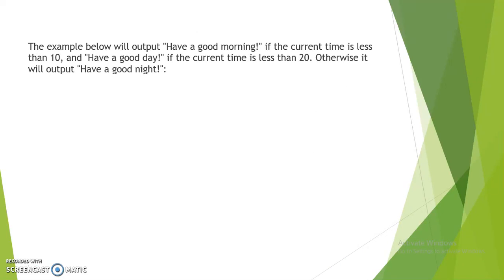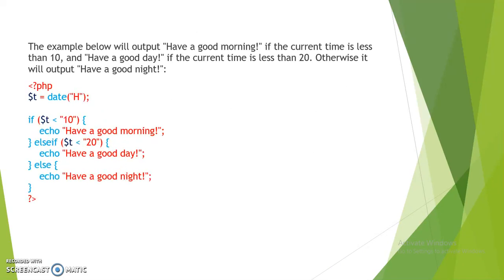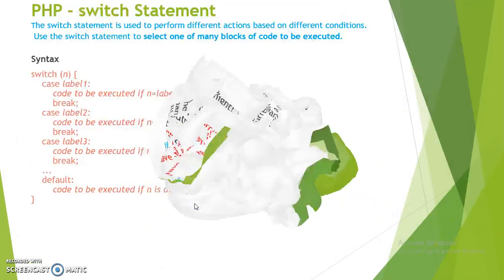So the example below will give us the if else. Now this is what we have right here. We define this and at the same time assign the date to it, and say, okay, let the time be. If the time is less than 10, we echo "Have a good morning." Else, if the time is less than 20, "Have a good day." Else, if these two are not met, then it should give "Have a good night." As simple as that. A, B, C.